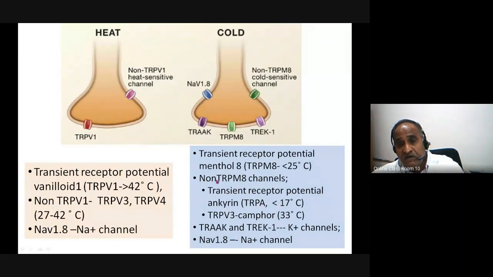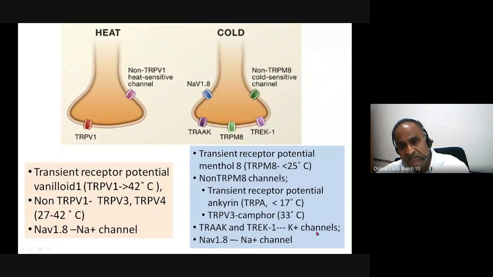So then we have other non-TRPM8 channels, the transient receptor potential ankyrin. Ankyrin is an alkaloid present in the garlic and in the bark of the cinnamon. So this transient receptor potential ankyrin, TRPA, detects temperature below 70 degrees Celsius. Then we have another thing, TRPV3 camphor. You know the camphor which is used in the temples, either for burning or even placed in the particular tirtham, the water the priest gives. So that contains camphor. This will activate the TRPV3 channels. TRPV3 is not shown here, so this becomes a part of the TRPV3 here.